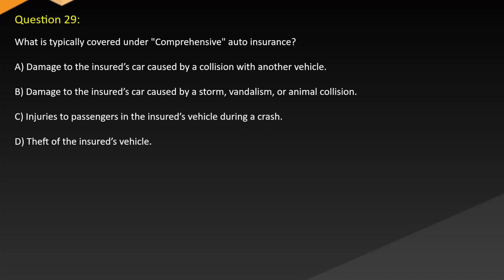Question 29. What is typically covered under comprehensive auto insurance? A. Damage to the insured's car caused by a collision with another vehicle. B. Damage to the insured's car caused by a storm, vandalism, or animal collision. C. Injuries to passengers in the insured's vehicle during a crash. D. Theft of the insured's vehicle.